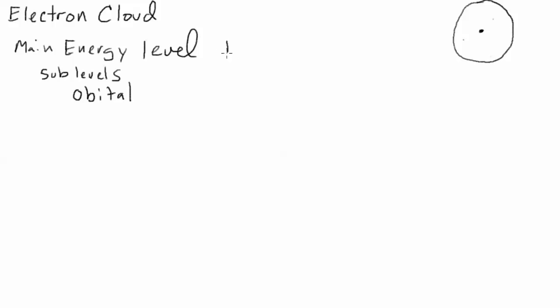So the main energy level can be from 1 to 7. And the sublevels don't get numbers, but they get letters. So it's s, p, these are lowercase by the way, d, and f. Those are all the possible sublevels. And then the orbitals don't have any additional name, but the sublevels can each have a specific maximum number of orbitals. So the s sublevel can only have one orbital in it. The p sublevel can have 3 orbitals in it, the d sublevel can have 5, and the f sublevel can have 7.